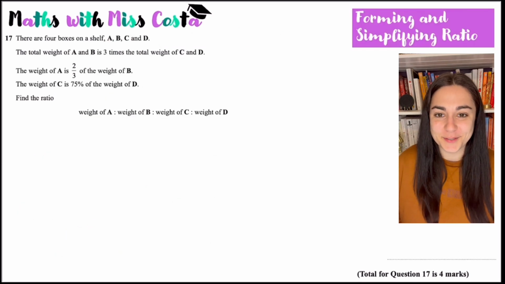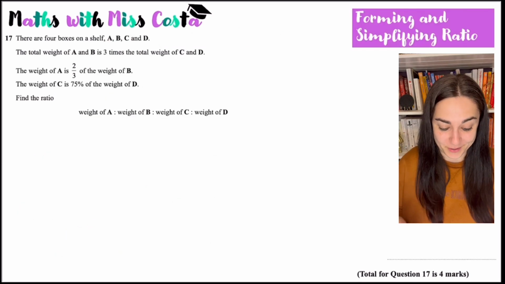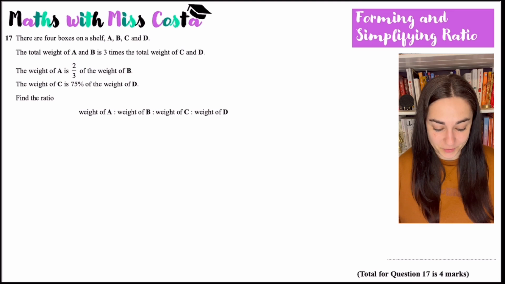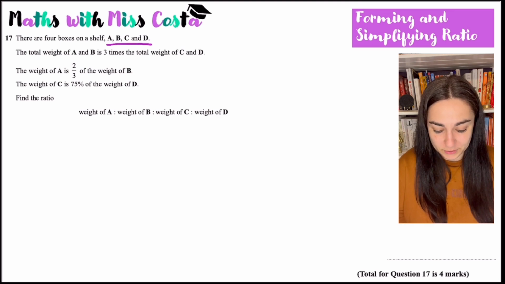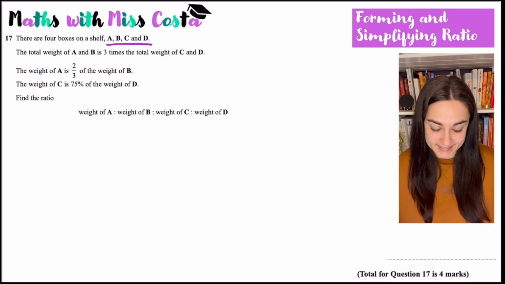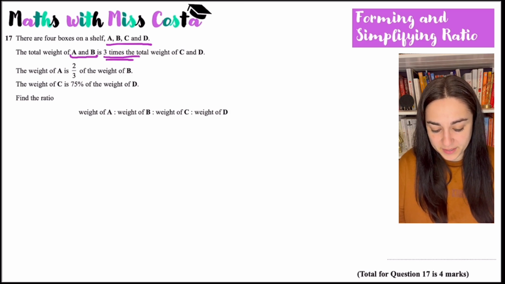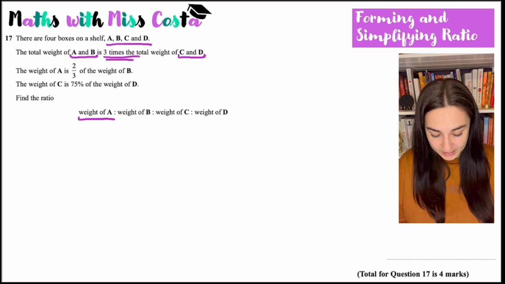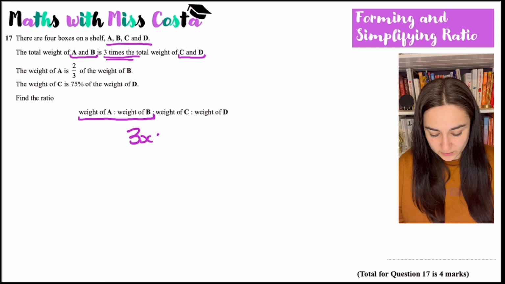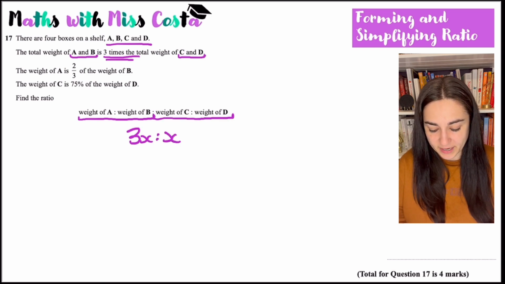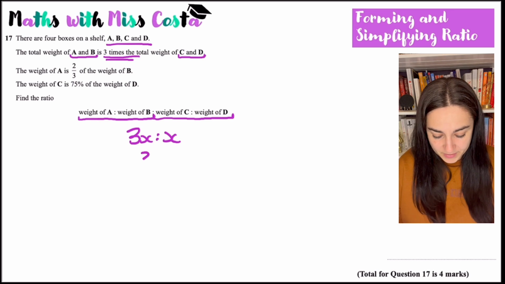So in this question, I've got one of the trickier kinds of ratio questions. So let's have a look at what's going on. I'm told that there are 4 boxes on the shelf, A, B, C, and D. And the total weight of A and B put together is 3 times the total weight of C and D put together. So I know that the weight of A and B must be 3 lots of the weight of C and D. So I could just write that algebraically, or I could just leave it as 3 to 1.